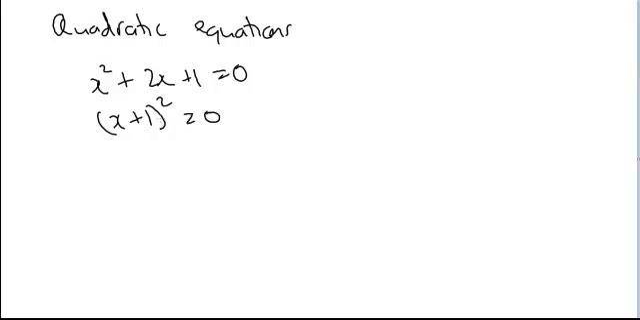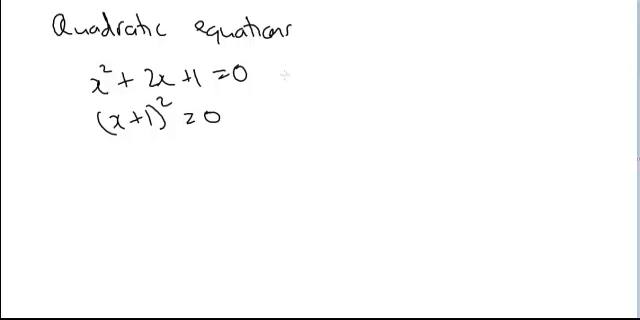If I didn't know that the solution was x is equal to minus 1, well then I'd use trial and error. I'd go x squared plus 2x plus 1. Well, that looks like x plus 1 times x plus 1. There's no systematic way really to do that.